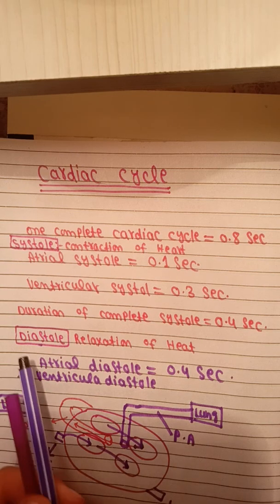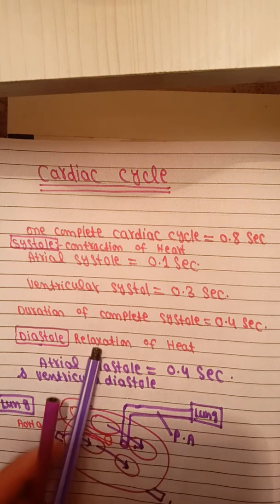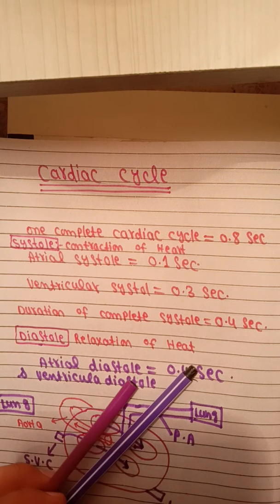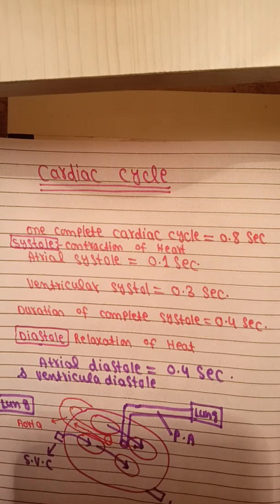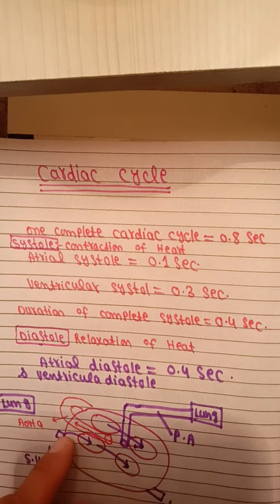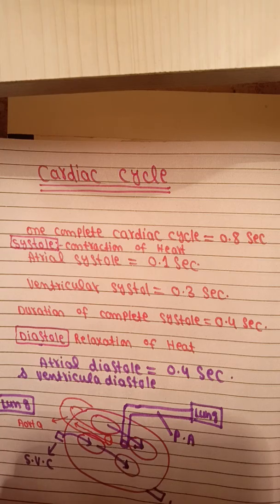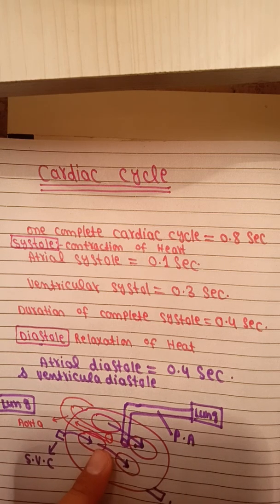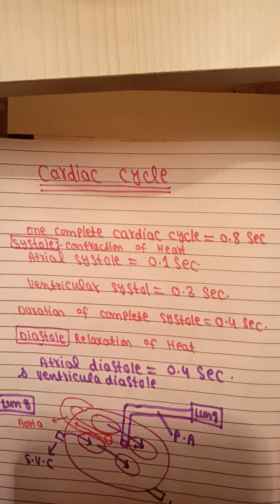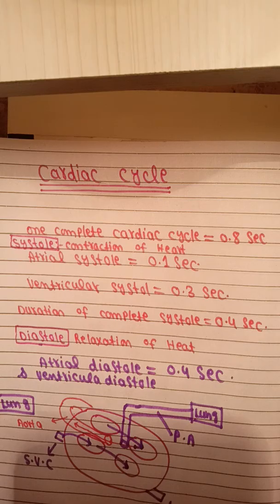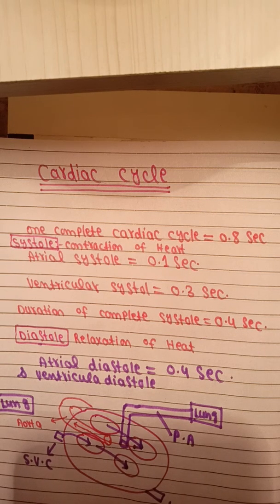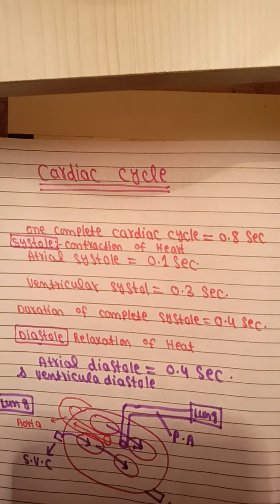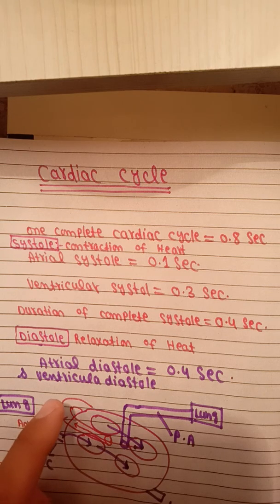But it is important to know that diastole is the relaxation of the heart. Both atrial and ventricular diastole take 0.4 second. It means that the atria and ventricles relax, and it takes 0.4 seconds for their relaxation. This is about diastole.